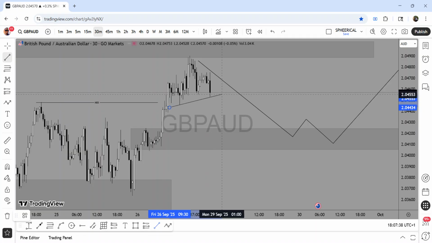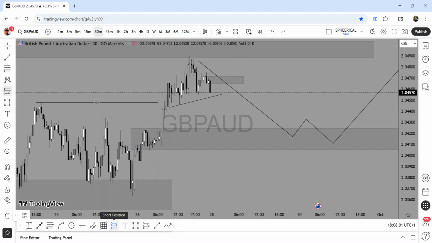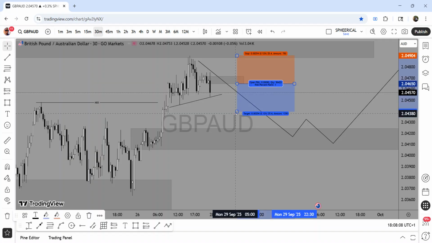So we'll be expecting this market to close below. Once it closes below here, we'll be shorting it from here, because this is the last supply zone the market created. So we'll be looking to sell this market from there, setting our TP to the next point of interest, which is here.